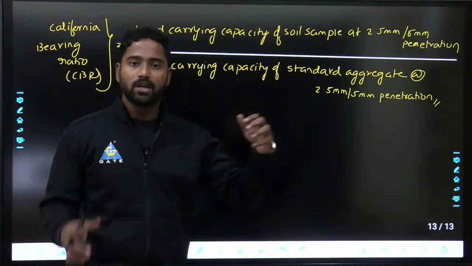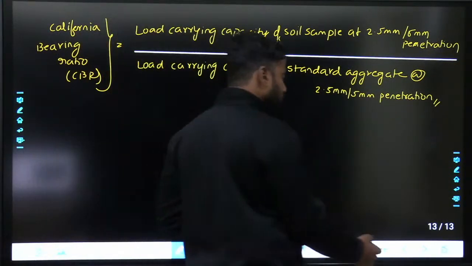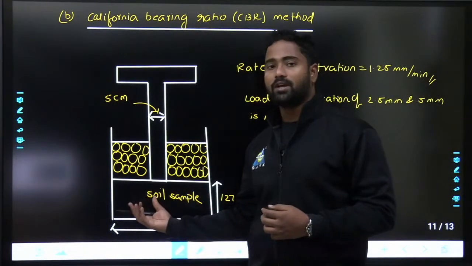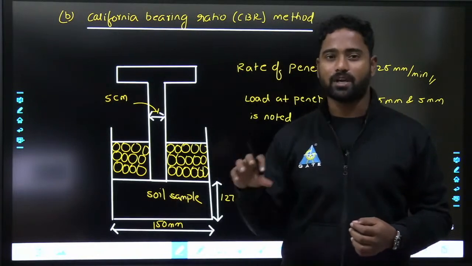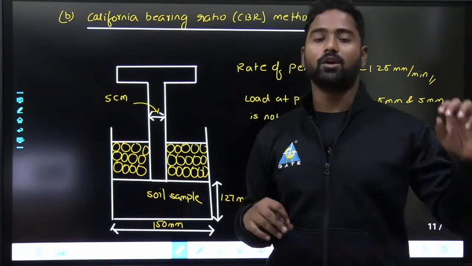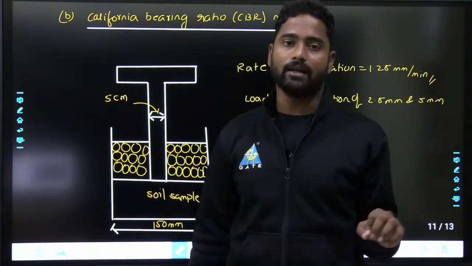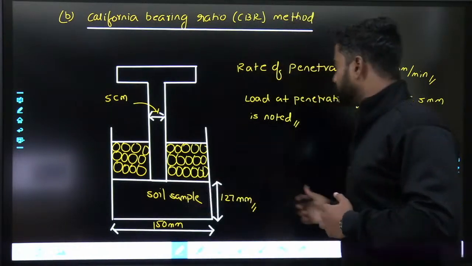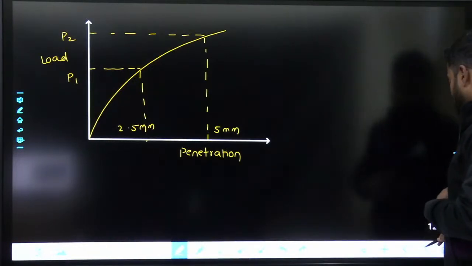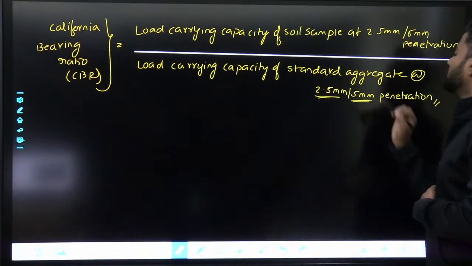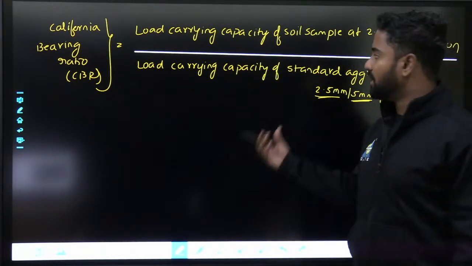Standard aggregate means instead of soil sample over here, I'll be using the standard aggregates of size 20 mm or 40 mm depending upon the site conditions, and load carrying capacity of the standard aggregates, that means you'll keep on applying the load and the load at which there is 2.5 mm penetration or 5 mm penetration is considered, and that is taken over here.